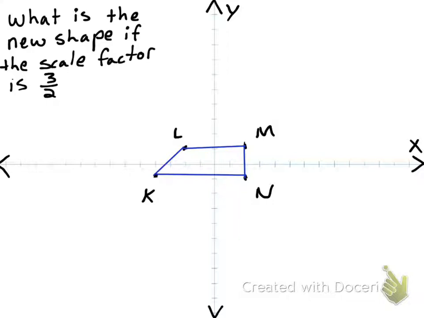Let's pretend like our scale factor is 3 over 2. So is this an enlargement or reduction? Is 3 over 2 greater than 1 or less than 1? It's greater than 1. So we're going to have an enlargement. So now we've got to actually figure out what our new shape looks like. So what we're going to do is we're going to take each point from this figure and multiply it by 3 over 2. So watch.